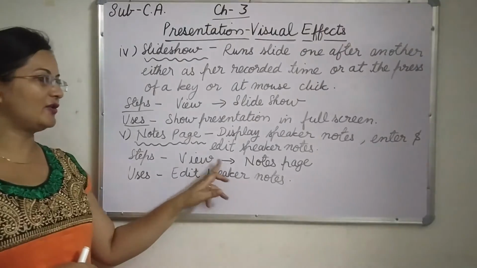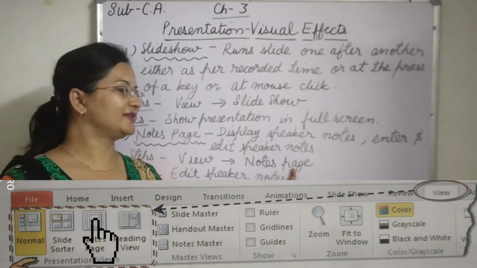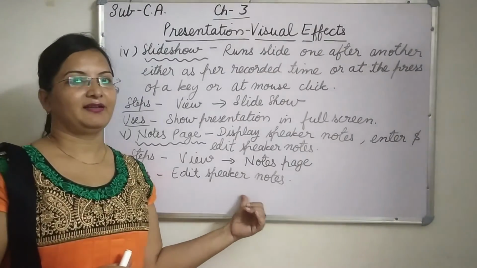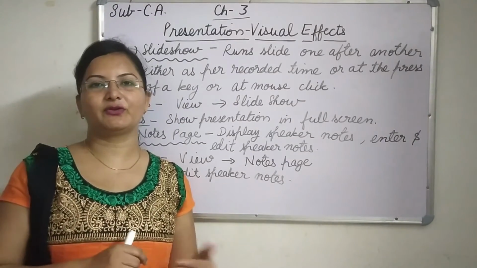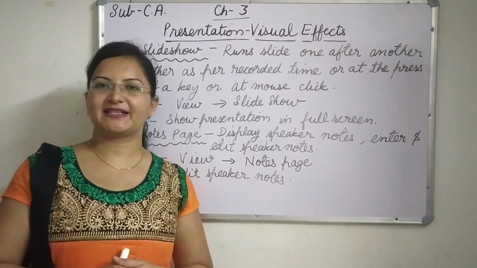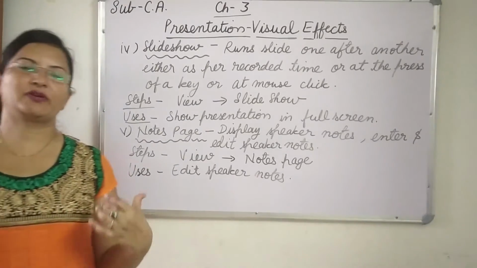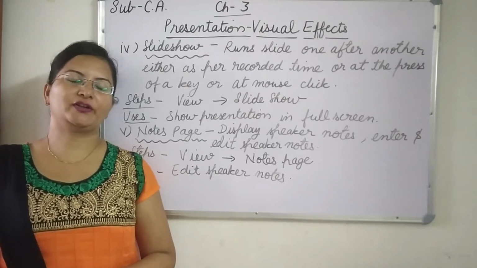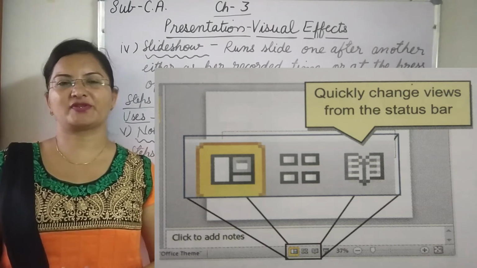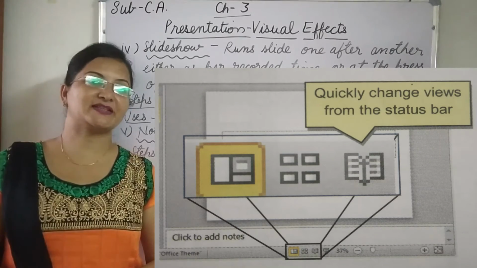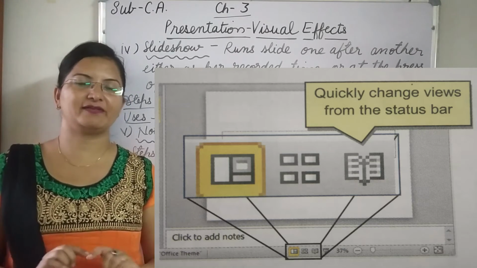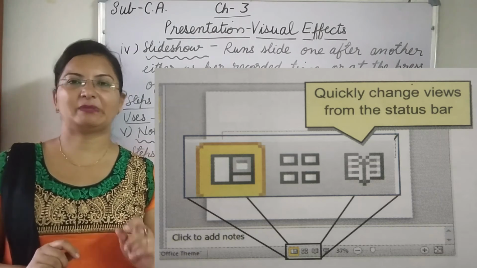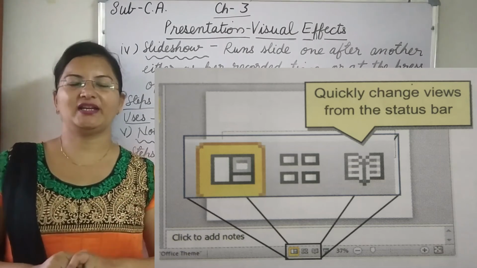Now the steps: click on View and then Notes Page. Now the use is to add speaker notes. You can put notes for each and every slide one by one. If you have to quickly change the view, then you can click on the views option, which is present in the status bar, and status bar you know very well, it is at the bottom of the window. So in the status bar you will be able to see views. When you click on it, you will be able to change views.